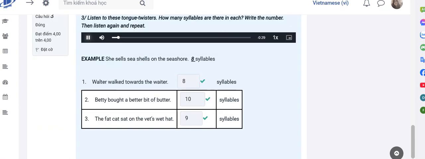Listen to these tongue twisters. How many syllables are there in each? Write the number. Then listen again and repeat. Example. She sells seashells on the seashore. 1. Walter walked towards the waiter. 2. Betty bought a better bit of butter. 3. The fat cat sat on the vet's wet hat.